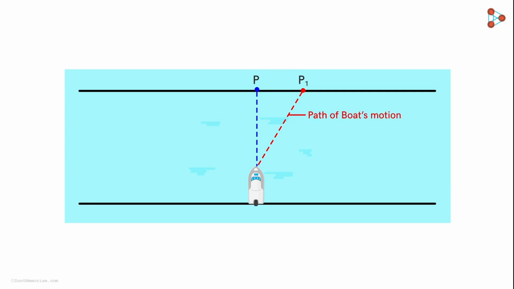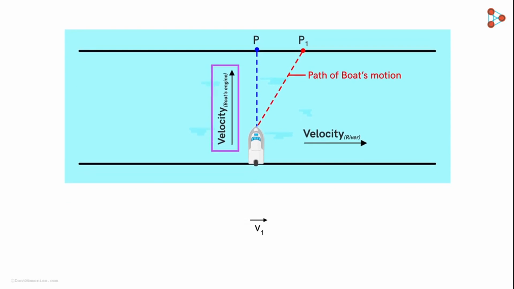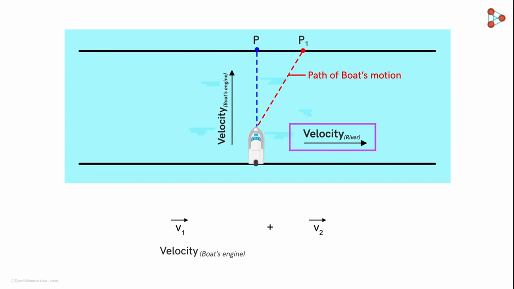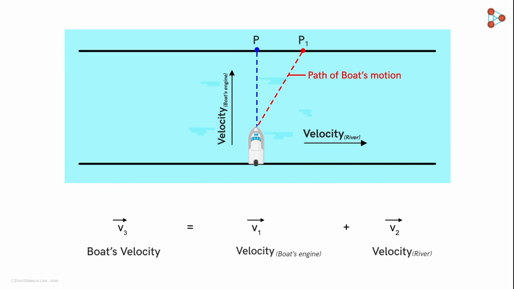We know that the motion of the boat is also influenced by the velocity of the river along with the velocity of the boat's engine. So, the boat actually travels with a different velocity, which is the resultant of these two velocities. If vector v1 represents the velocity of the boat's engine and vector v2 represents the velocity of the river, then the boat's velocity v3 will be the vector sum of these two velocities. And what will be this vector v3?